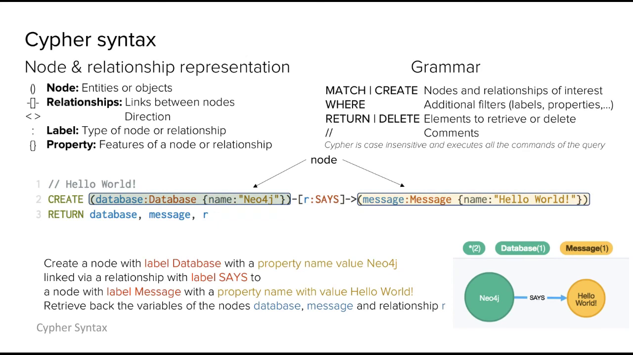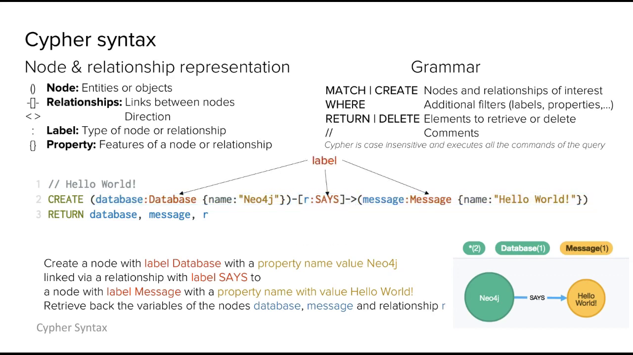The two nodes involved, database and message, appear between round brackets. So does the relationship, between the square brackets encapsulated in dashes and an angled bracket defining the direction. In this case, the node database has a relation to the node message, which can be understood as Neo4j says hello world. The labels in dark red are set for the two nodes with the values database and message. In the same way, the relationship has the label says.